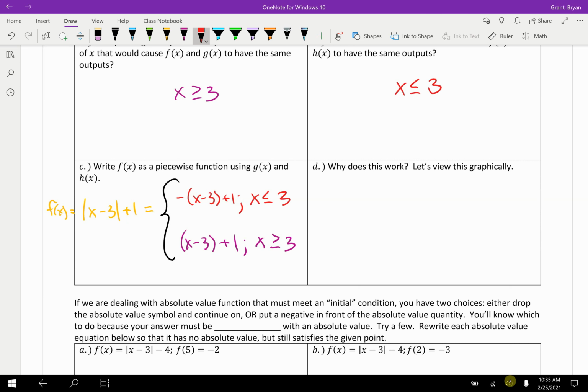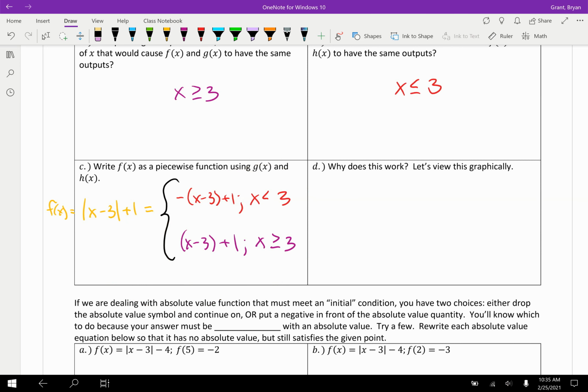We do need to be careful though. We can't have two equal signs on the same value in a piecewise function. Then it wouldn't be a function anymore. It would be very confusing. So we take one of them off. It doesn't matter which one. And now I think no matter what number you substitute into this piecewise function, it will give you the same result as the absolute value.